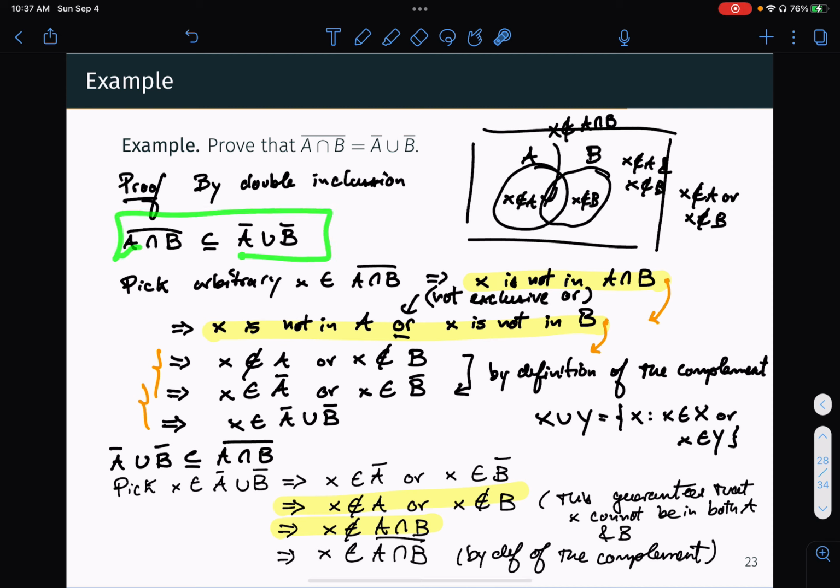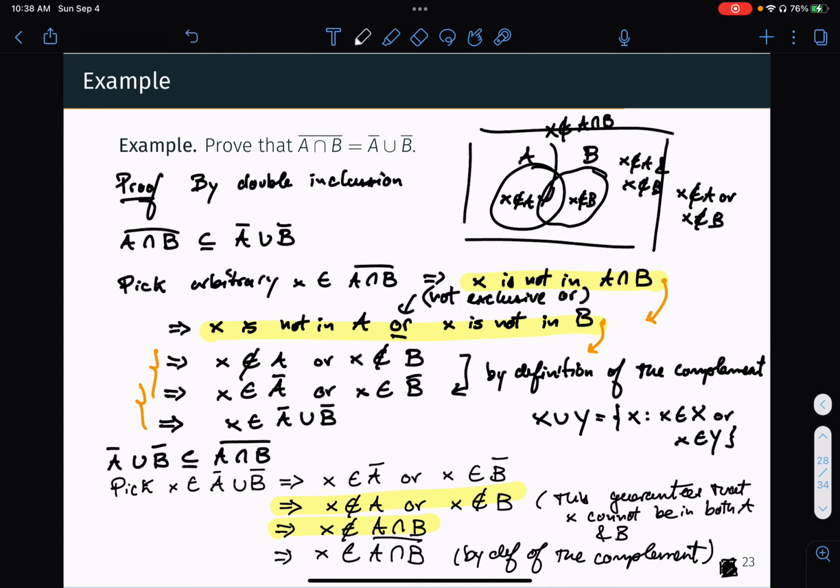So because I've shown both subset inclusions, then I've shown that these two sets are in fact one and the same. And so that proves, so I can put my little square here, that proves that the two sets are equal. Okay, and that's a way that you can prove that two sets are equal. So this is an example of the double inclusion proof technique for proving set equalities.